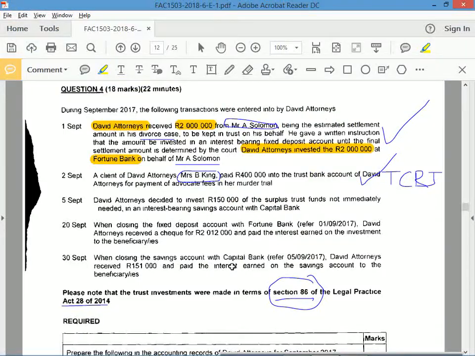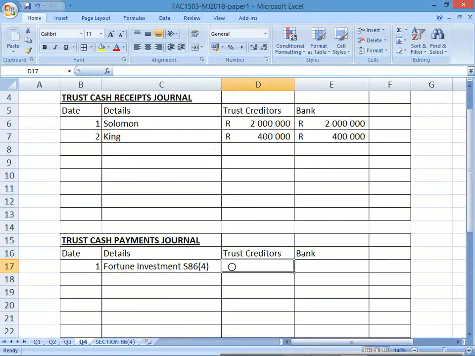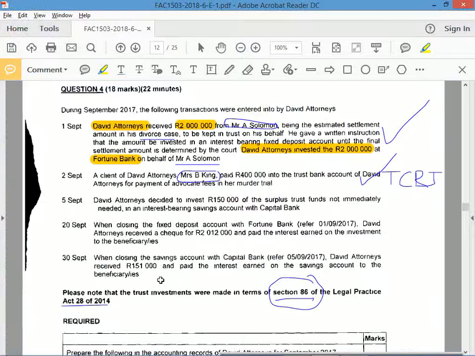Okay. How much? 2 million. Let's just copy this actually, 2 million. So 2 million is going to be paid over to the investment accounts. Let's just double check we didn't miss anything else. Yeah, so they received the 2 million, then they invested it.